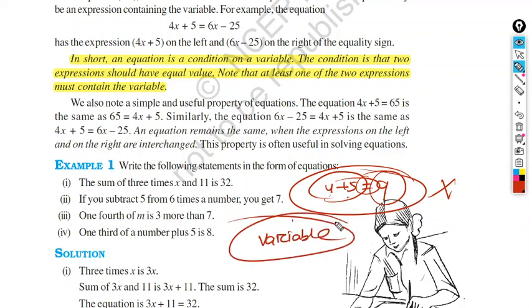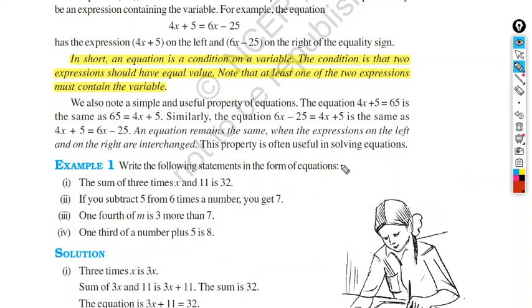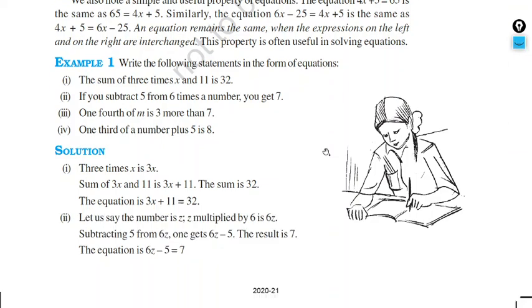So in an equation, a variable is a must. If there is no variable, then you can't call it an equation. In order to be an equation, there must be the presence of a variable. So now we have completed our first part. We are going to discuss the examples now.